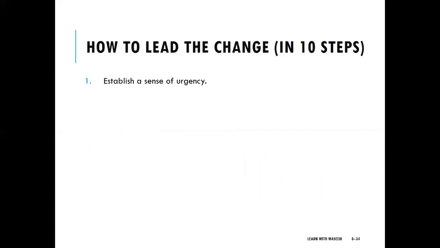Okay, let's talk about how to lead the change. I would like to explain this topic with an example of Nokia. Actually this topic is leading organizational change.